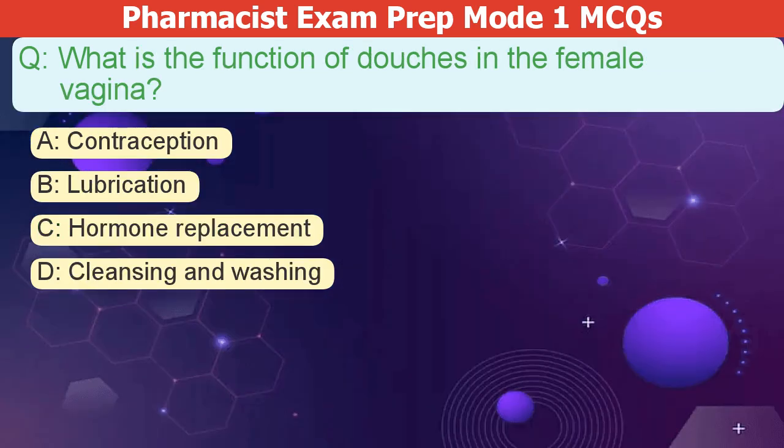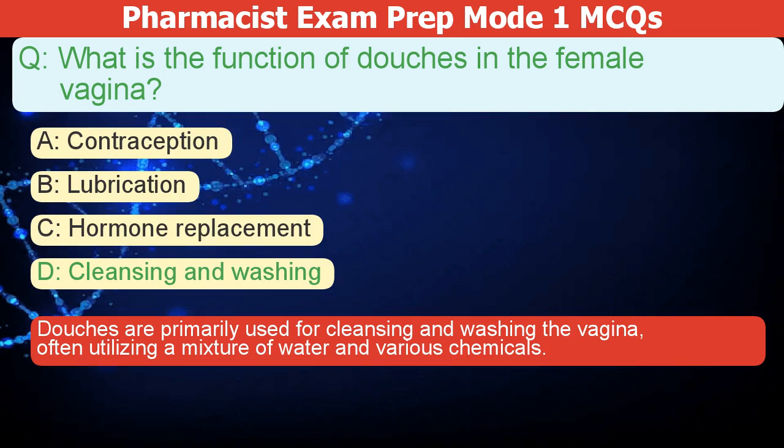What is the function of douches in the female vagina? A. Contraception. B. Lubrication. C. Hormone replacement. D. Cleansing and washing. The correct answer is D. Douches are primarily used for cleansing and washing the vagina, often utilizing a mixture of water and various chemicals.